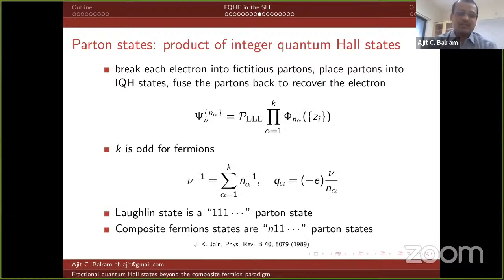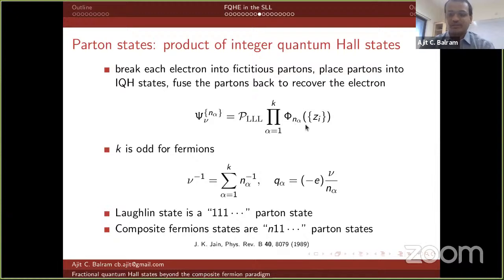In the parton theory, you break the electron into fictitious subparticles called partons. And then because you're interested in gapped states, you place each of these partons into an integer quantum Hall state. And then because you have to fuse these partons back to recover the physical electrons, you change all the parton coordinates to the electron coordinates. That implements this projection or fusion. So this results in wave functions of this form.